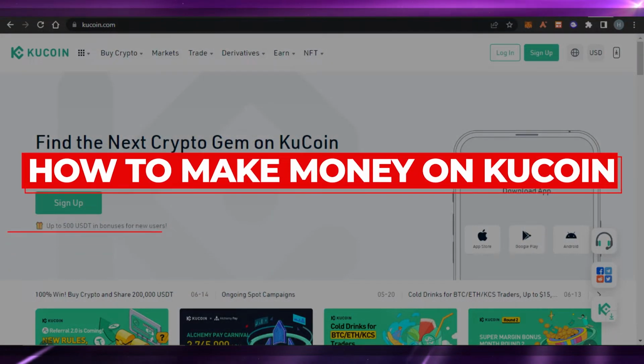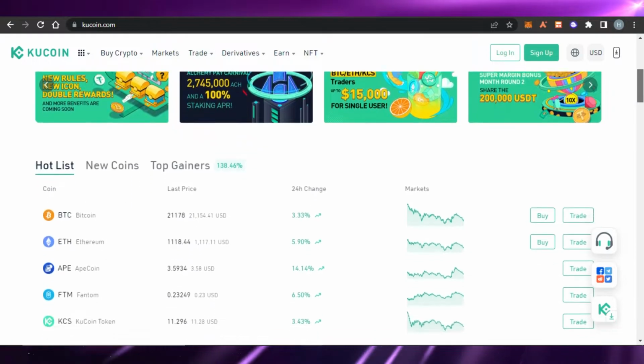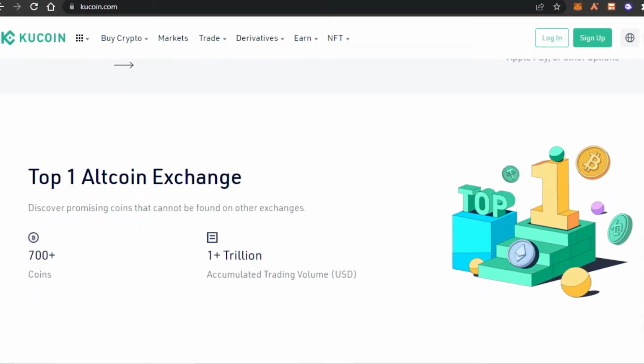How to make money on Kucoin. Hi guys, welcome back. Today I'm going to be showing you how you can make money using Kucoin.